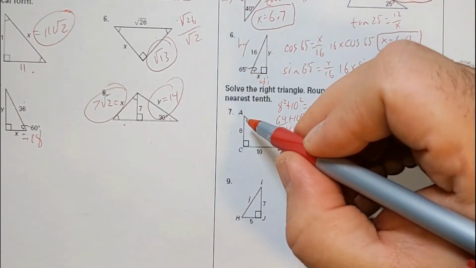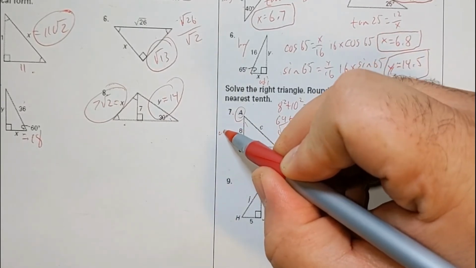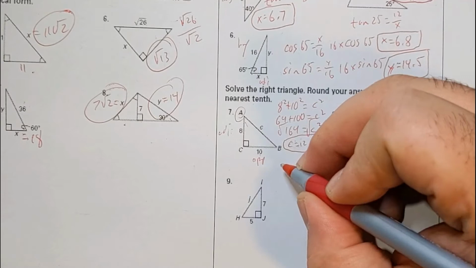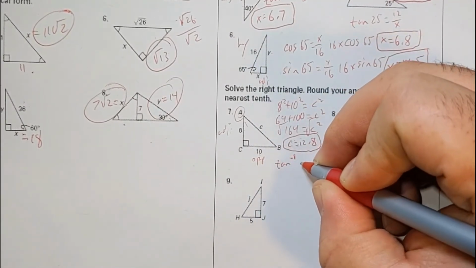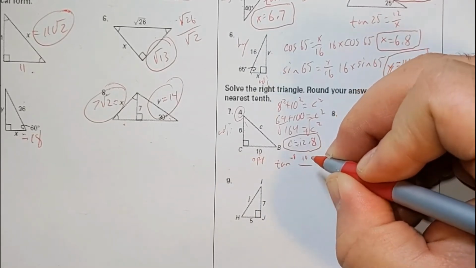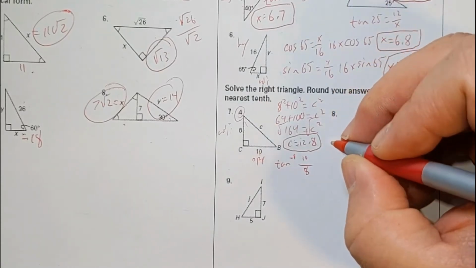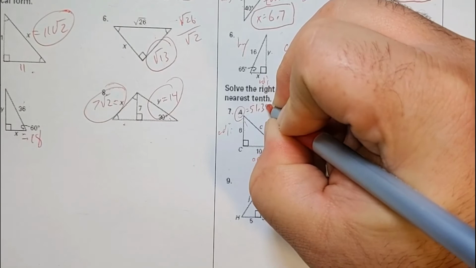Then you're going to use the 10 and the 8. So 10 is going to be your opposite, and 8 is going to be your adjacent. Opposite and adjacent is supposed to be tangent. We don't know the angle, so that's where we're going to be using the inverse tangent. And then you're going to use opposite on top, adjacent down to the bottom. You get 51.3. So A is 51.3 degrees.